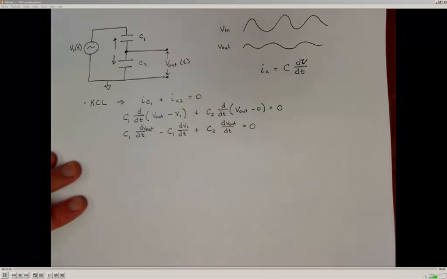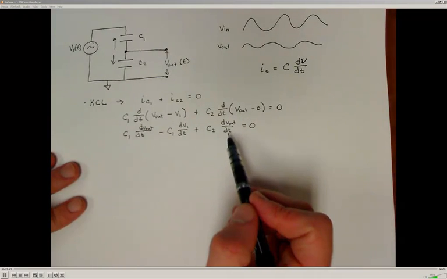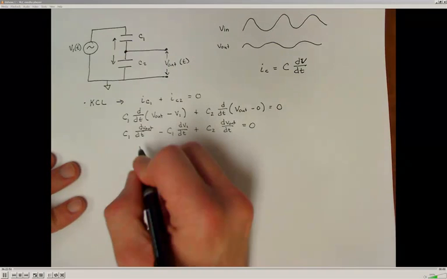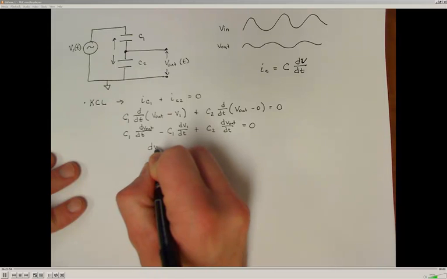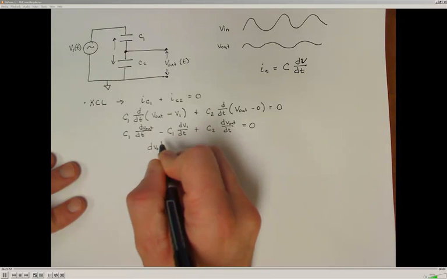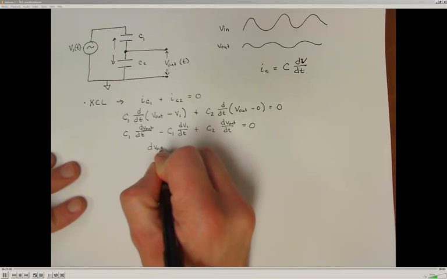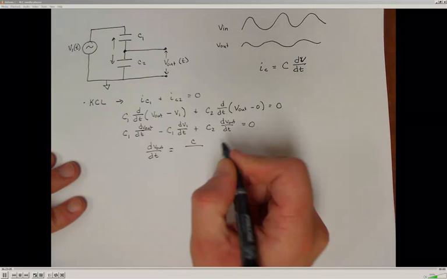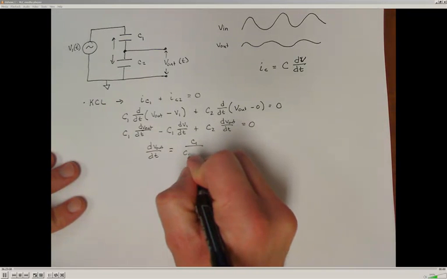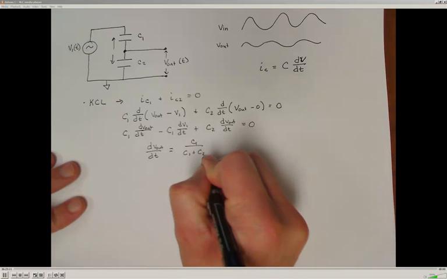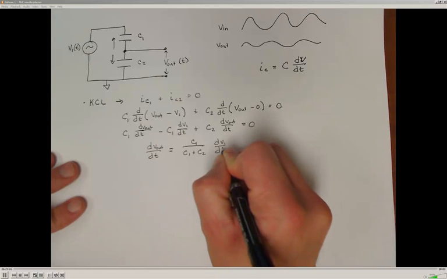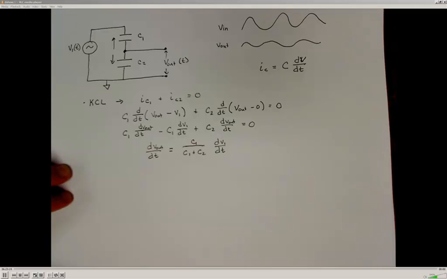Doing some rearranging, I can get my input voltage and my output voltage derivative terms all on different sides of the equation. And doing a little bit of algebra, I can wind up with an expression that says the dV out dt is going to be equal to the capacitor 1 value divided by the sum of the two capacitances multiplied by the rate of change of the input voltage with respect to time.